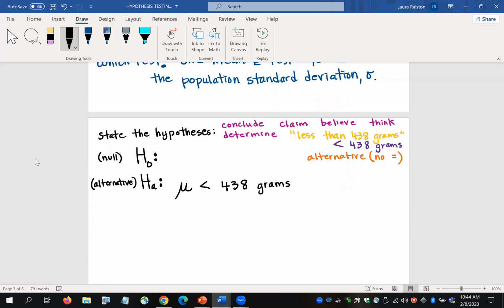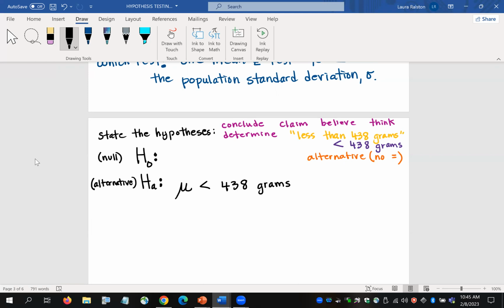And I'm trying to be deliberate, Jewel, because this is the part that students struggle with. And if you get the hypotheses wrong, then it affects everything you do after that. So I'm trying to be very deliberate. So if you have questions, please let me know.